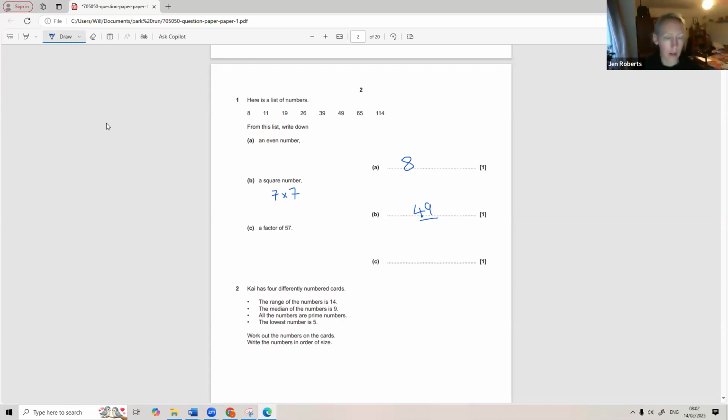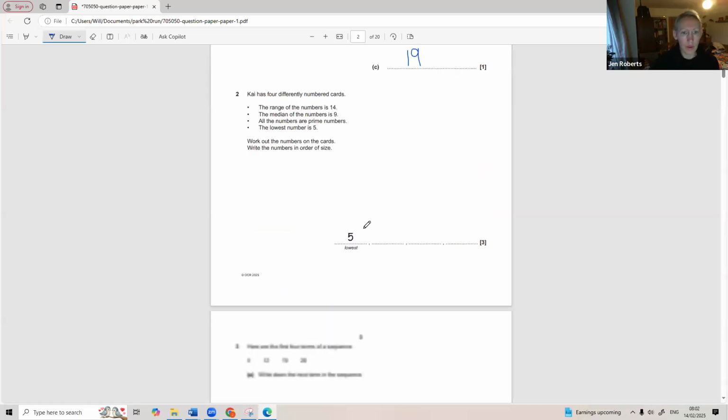So the number from the list has got to divide into this 57. Let me just look at the number 8. Well, I know 57 is not in the 8 times table, but if you did want to check, it is a calculator paper. You could have done 57 divided by 8, and you get a decimal, so it doesn't divide into it exactly. Not 11. 19 might work. Let me try. 57 divided by 19 is 3. So 19 is a factor of 57.